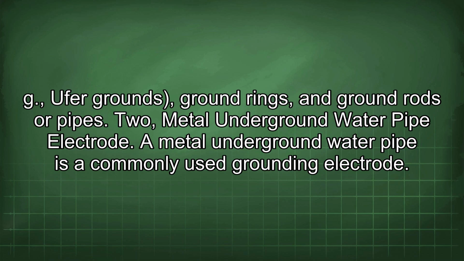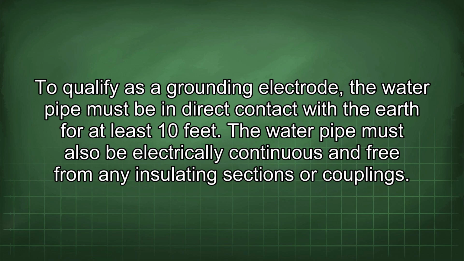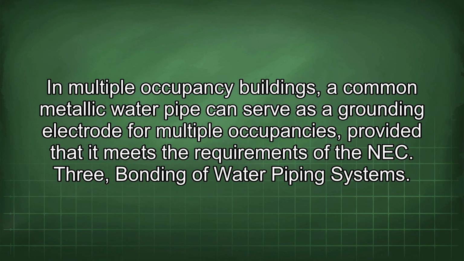2. Metal underground water pipe electrode. A metal underground water pipe is a commonly used grounding electrode. To qualify as a grounding electrode, the water pipe must be in direct contact with the earth for at least 10 feet. The water pipe must also be electrically continuous and free from any insulating sections or couplings. In multiple occupancy buildings, a common metallic water pipe can serve as a grounding electrode for multiple occupancies, provided that it meets the requirements of the NEC.